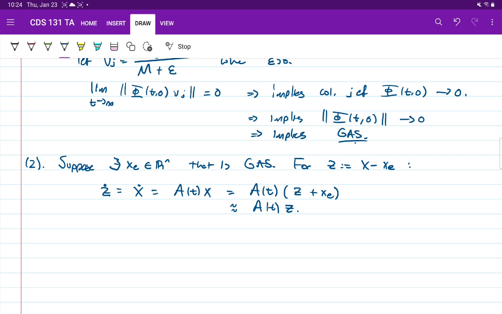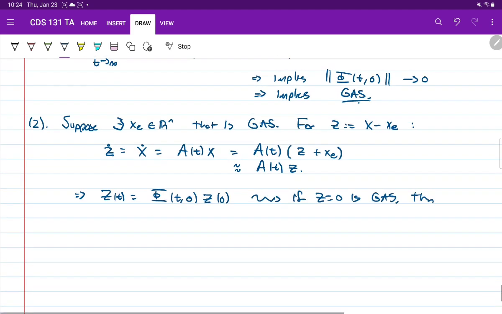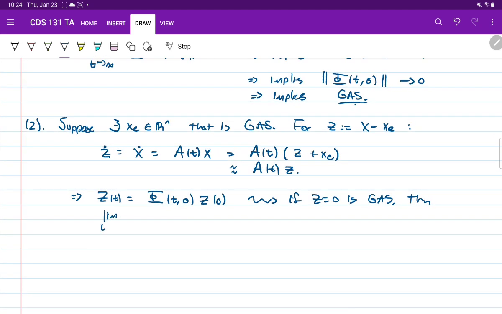If z equals x minus xe is globally asymptotically stable, then what do we get? Well, since we have z of t equals phi of t, 0 times z at time 0, this implies that if z equals 0 is globally asymptotically stable, then the limit as t goes to infinity of the norm of phi of t comma 0 equals 0, right?